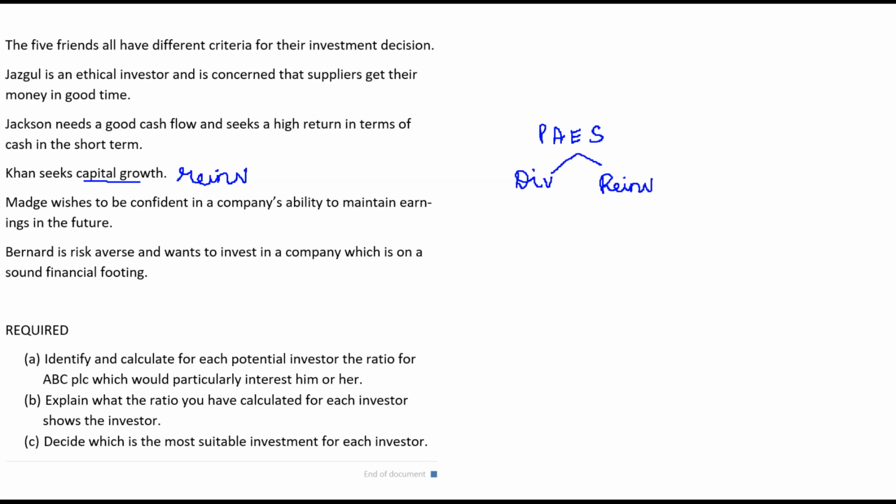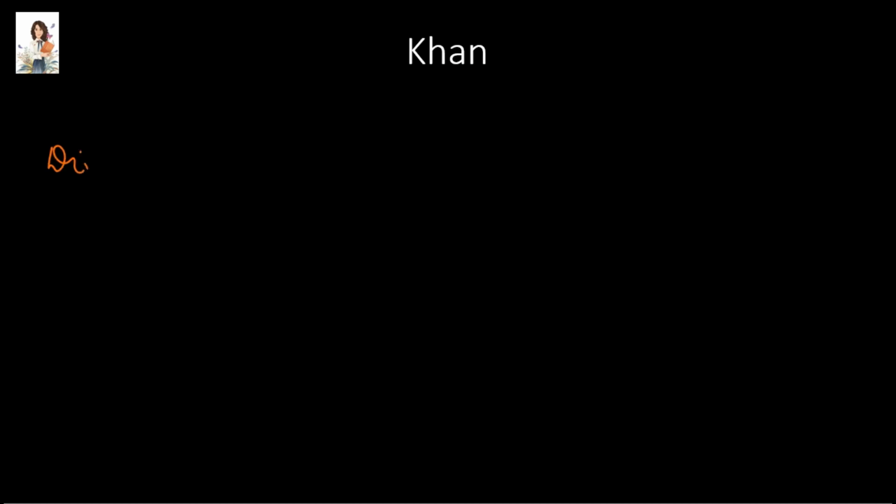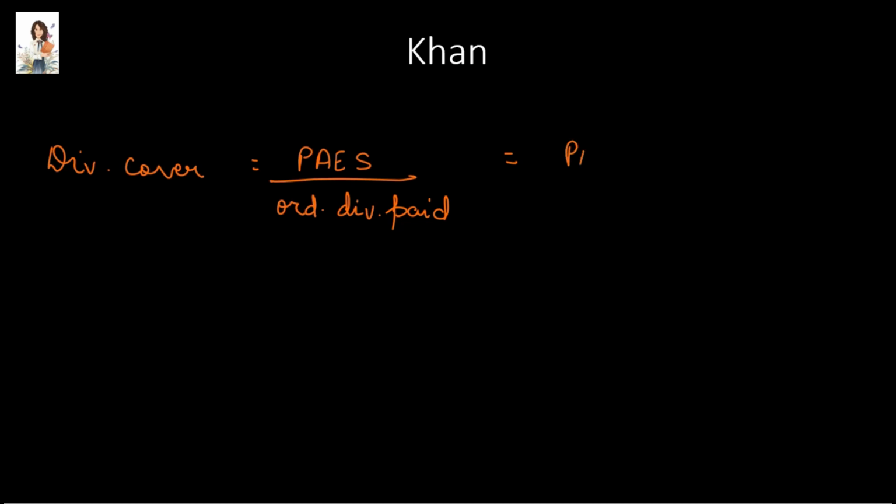So if there is a ratio which expresses the relationship between profit available for equity shareholders and dividend, Khan can use that to find out what is the level of reinvestment back into the business. And that ratio is the dividend cover ratio. So let's find out the dividend cover ratio for ABC PLC. The formula for dividend cover is profit available for equity shareholders upon ordinary dividend paid. Profit available for equity shareholders is nothing but profit after tax and preference dividend.